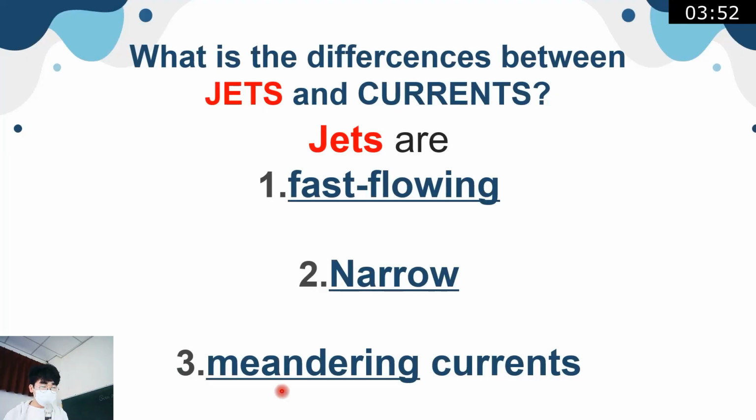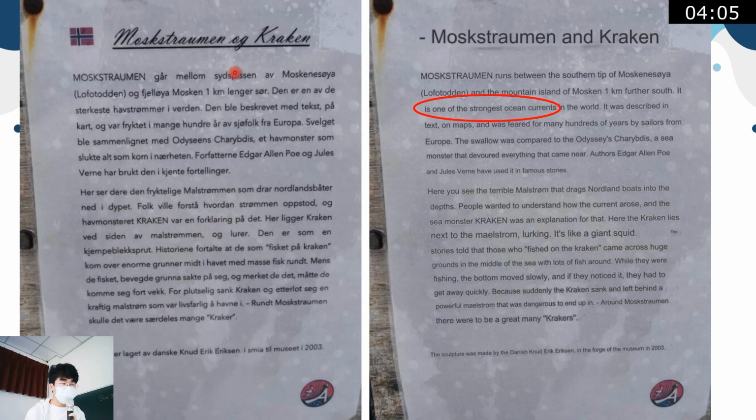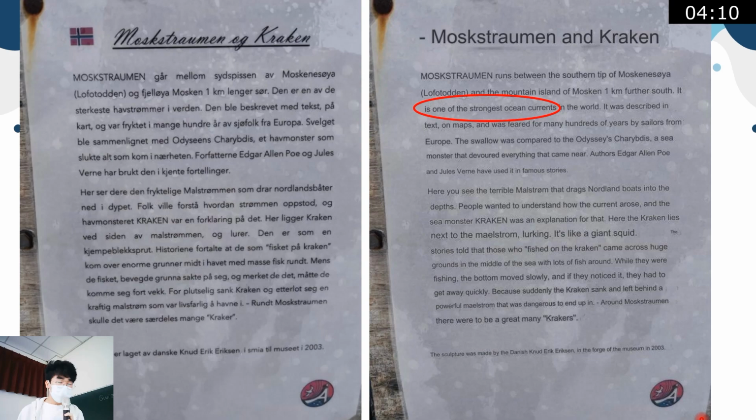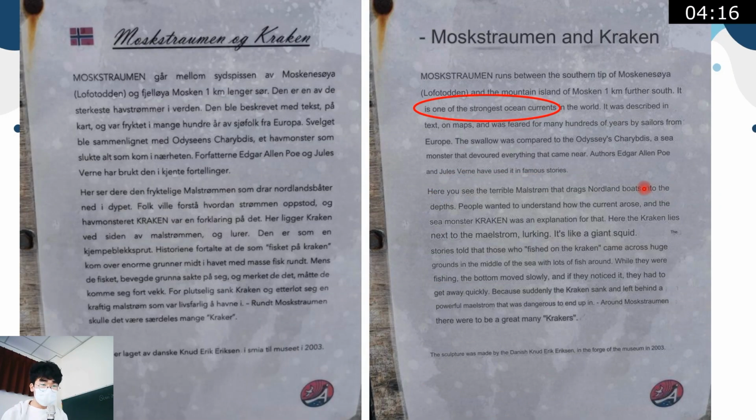And meandering currents. This is a picture I took in Norway this March, in northern Norway. The sign right here says that in front of this river, it has one of the strongest water currents, and it is written in Norwegian, so I translated it into English.